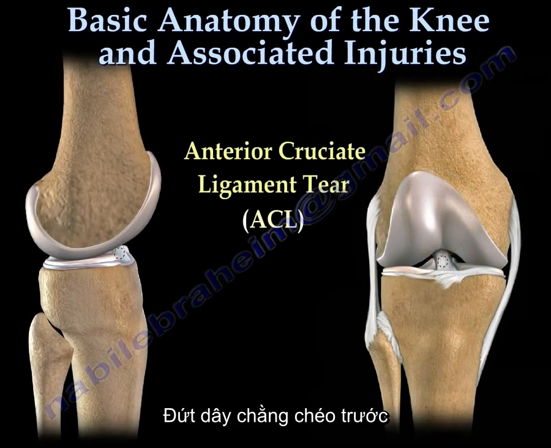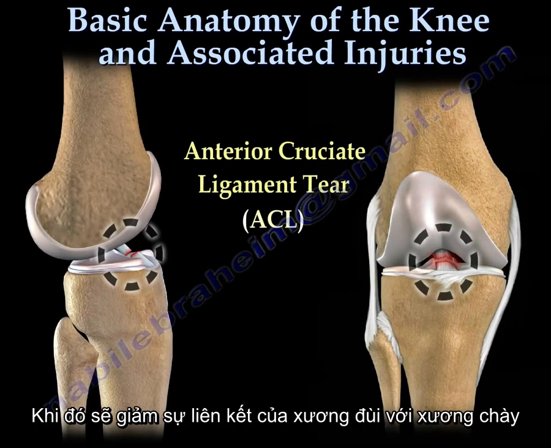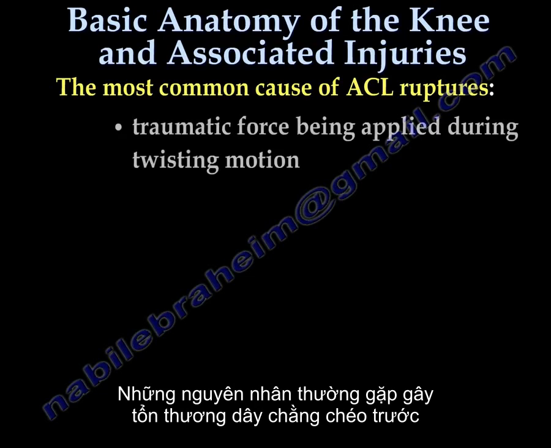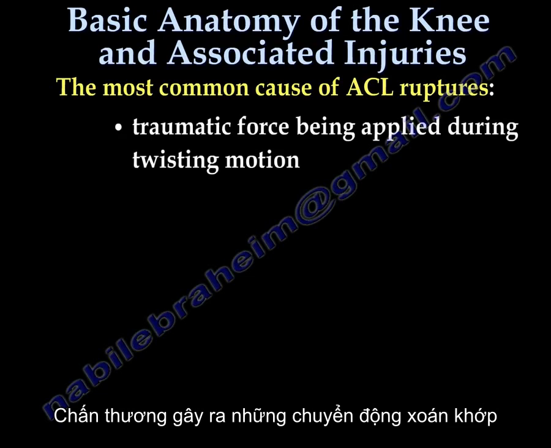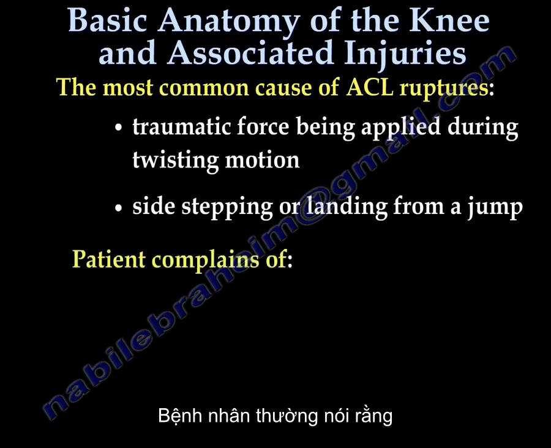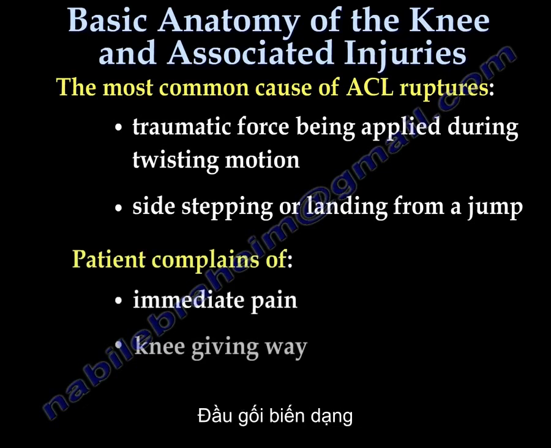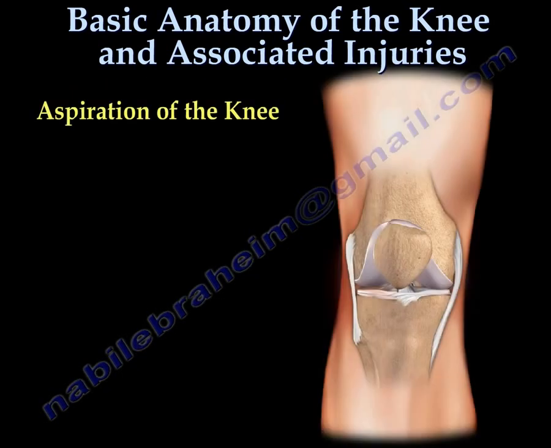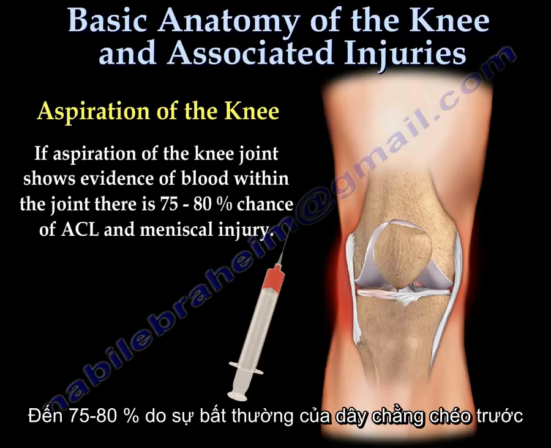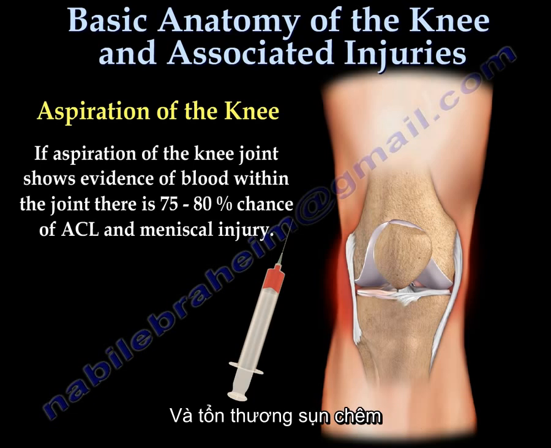When the anterior cruciate ligament is ruptured, anterior translation of the tibia in relationship to the femur will occur. The most common causes of ACL ruptures are due to traumatic force being applied during twisting motion and sidestepping or landing from a jump. The patient will often complain of immediate pain, the knee giving way, and swelling of the knee. If aspiration of the knee joint shows evidence of blood within the joint, there is a 75 to 80% chance of ACL and meniscal injury.